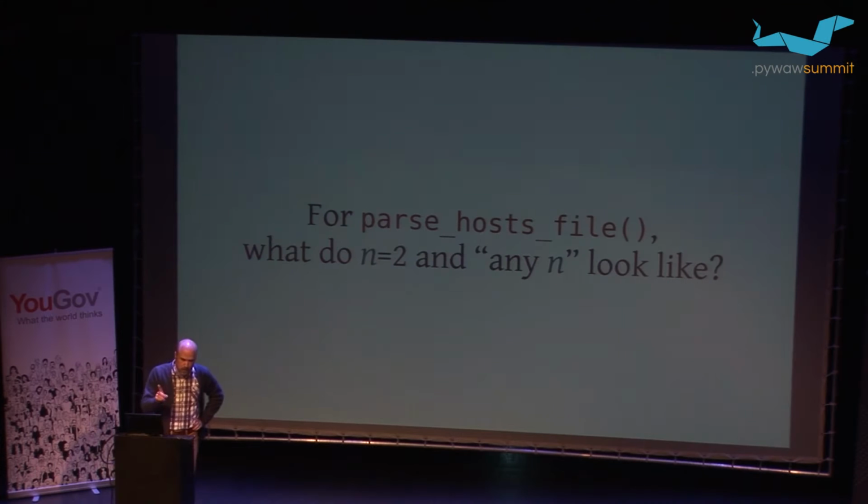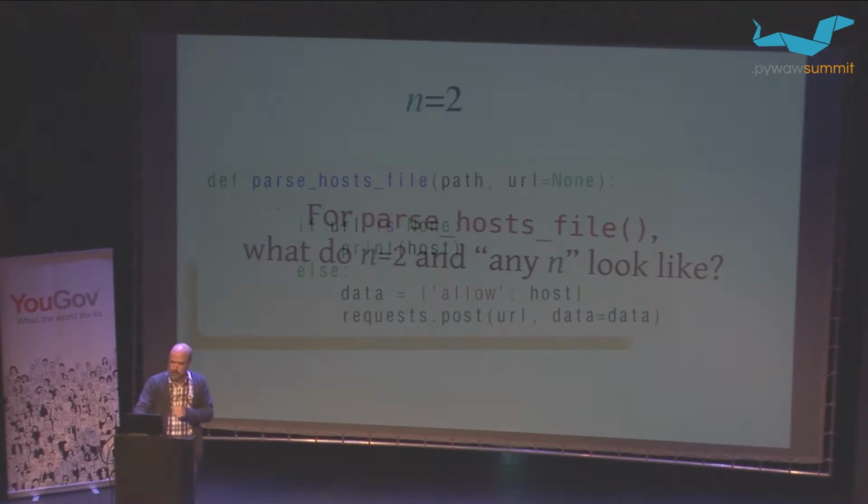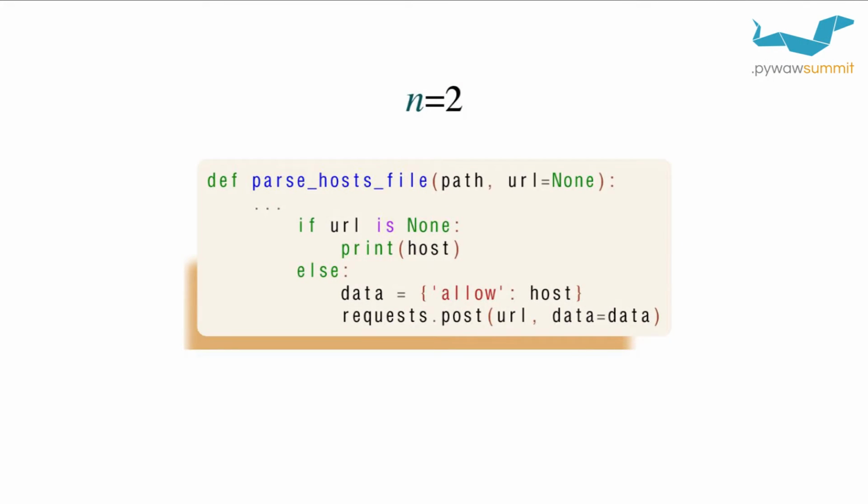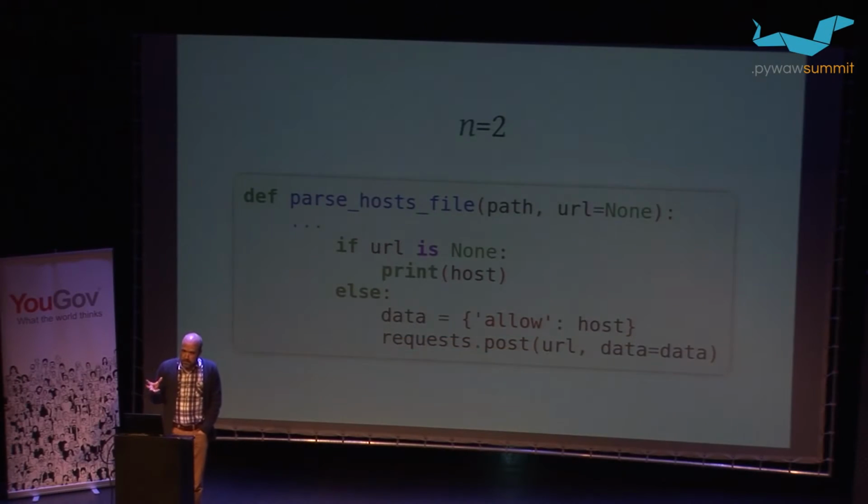Now, for the parse hosts file routine I showed you a minute ago, what does the n equals 2, special casing it for a second situation, and the any-n, general situation, what do those two look like? The n equals 2 would look something like this. The code previously knew how to print. That was one situation it could function in.